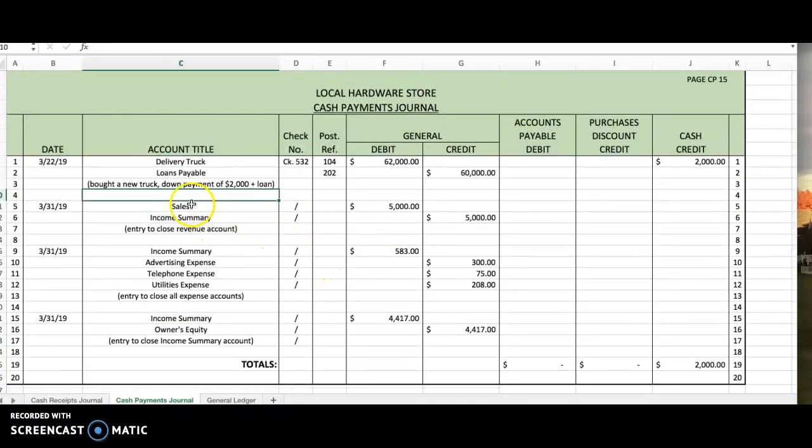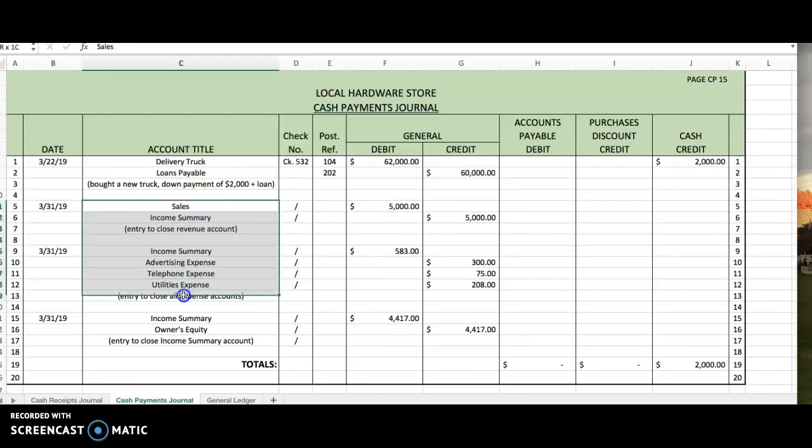The next three entries are closing entries, and again, as I may have told you earlier, we simply need a journal that has a general debit and a credit column. This one does. We could also use the cash receipts journal if we wanted to. But at the end of the accounting period, let's assume for this business, the local hardware store, that it has a monthly accounting period, so we're using March 31st.